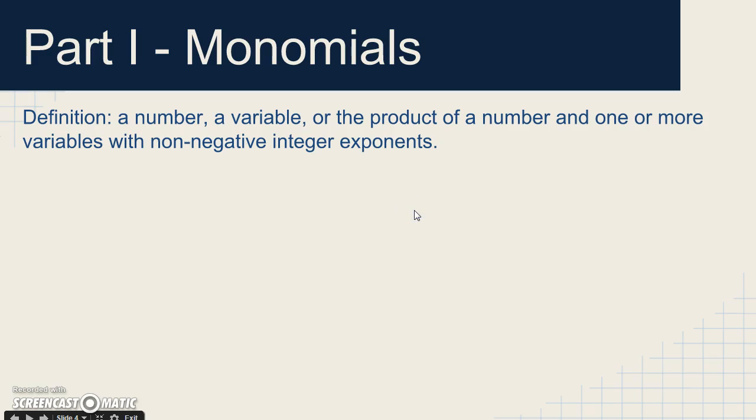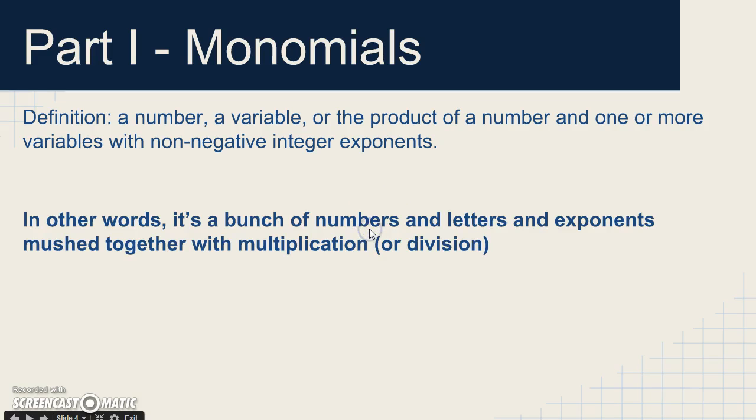Part 1, monomials. We'll start off with a definition. It is a number, a variable, or the product of a number and one or more variables with non-negative integer exponents. Sounds like junk, because it is a lot of junk. Don't worry, you don't need to write that down. That is on page, I believe it's 393 in your book. It's highlighted in bright yellow letters. It says monomial, and it tells you what it is right there. That's word for word what it says, so you don't have to copy that down.